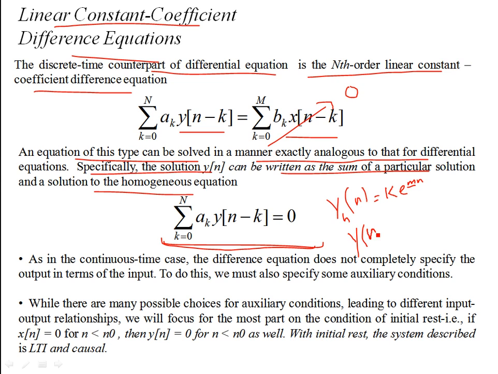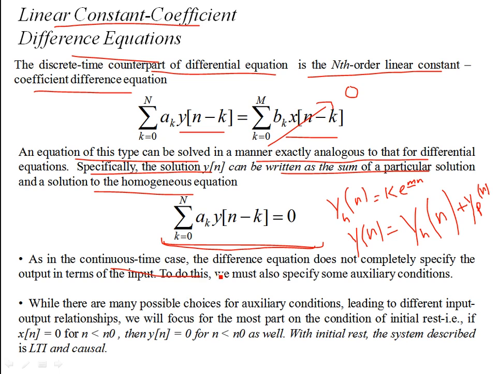The complete solution y[n] will be y_h[n] plus y_p[n], and y_p[n] will be of the same form as the excitation. But once there is no input on the right hand side, that means we are evaluating the natural response, or the homogeneous response, of the system.